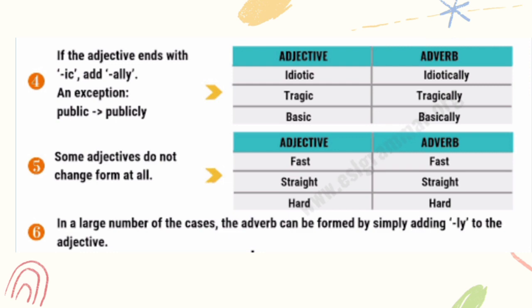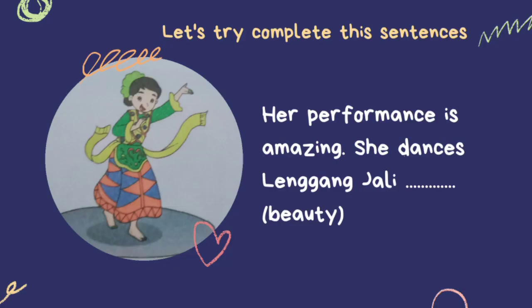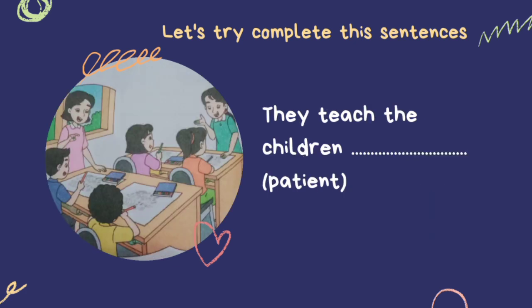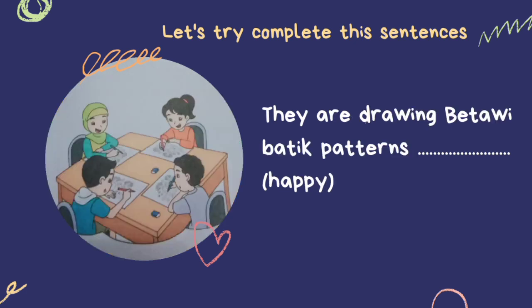Okay, kids? Let's try to complete the sentences. Her performance is amazing. She dances lenggang jali. Beauty. Kalau jadi adverb of manner jadi yes, beautifully. Good job, kids. Next, they teach the children patience. Adverb of manner-nya apa? Kids. Yes, patiently. Great. Next. They are drawing Betawi batik patterns. Happy. Akhirnya ada huruf Y. Jadi jawabannya adalah happily. Y-nya jadi i, happily.